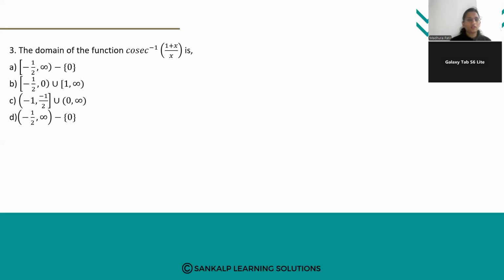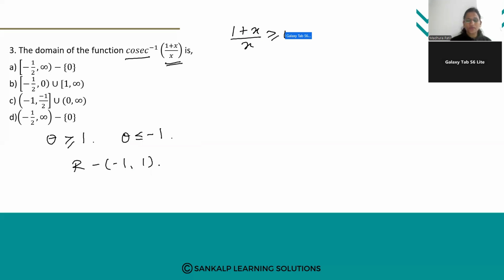Now the given inverse trigonometric function is cosecant inverse. We know that for any angle theta, the domain for cosecant inverse is theta greater than or equal to 1 or theta less than or equal to minus 1. That is nothing but R minus the open interval minus 1 to plus 1. Correct? Now here, in place of theta, we have (1 plus x) divided by x. So by the given information, either this is greater than or equal to 1 or this is less than or equal to minus 1.